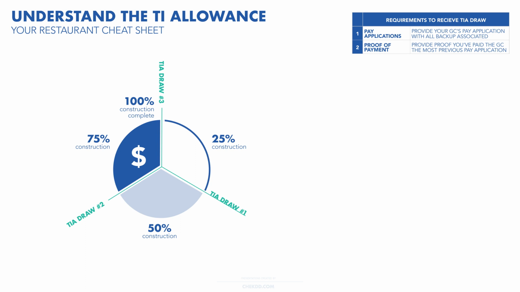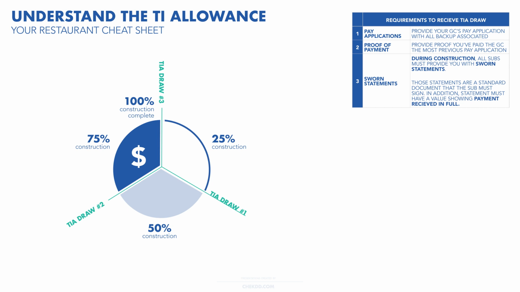This entails showcasing how you disperse the funds to the general contractor, GC. Sworn statements from subcontractors affirming receipt of payment are also essential. These statements, signed by the subcontractors, must specify the amount received, providing the landlord with financial reassurance.